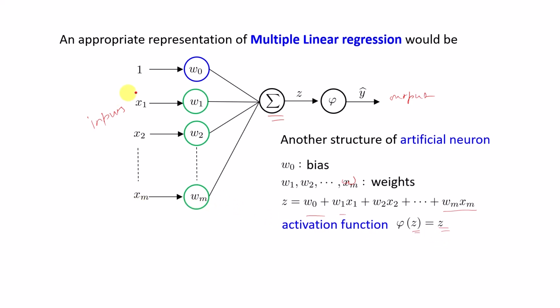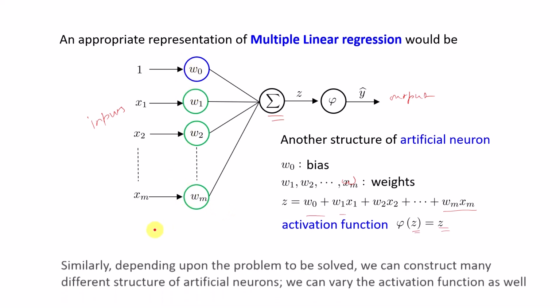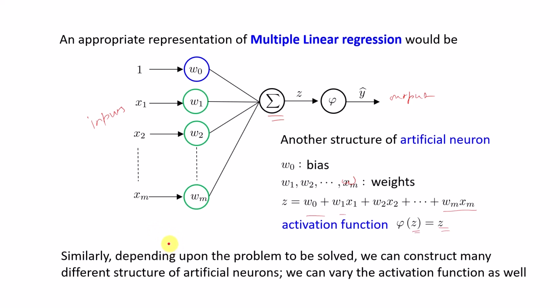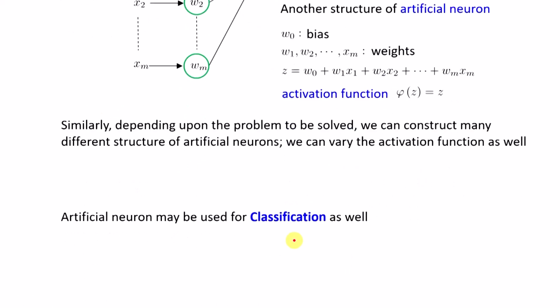So structurally we can see that multiple linear regression is similar to simple linear regression. The only difference is that my input is now a long list. So it gives us an impression that depending upon the problem we want to solve, we can construct many different types of artificial neurons. We can vary the activation function as well depending upon what we need. In this lecture, we are trying to find out the general structure of all such constructions possible.